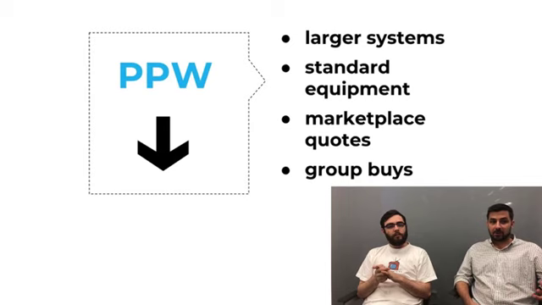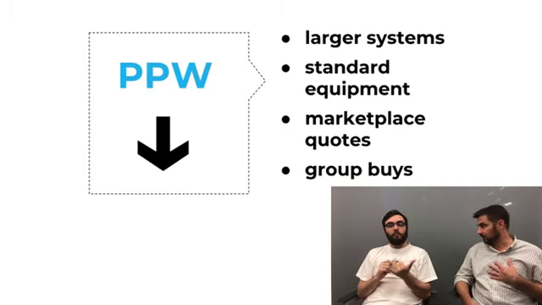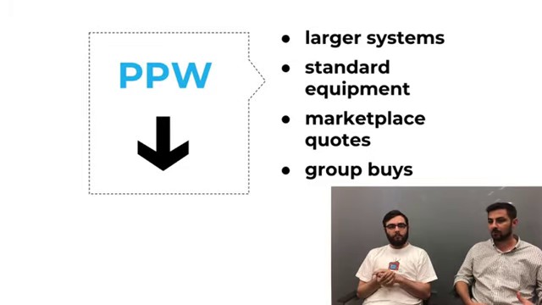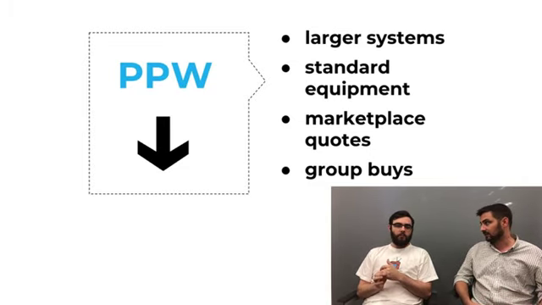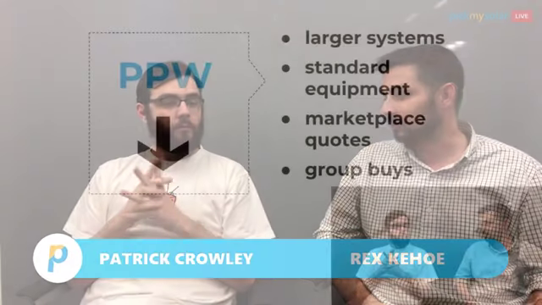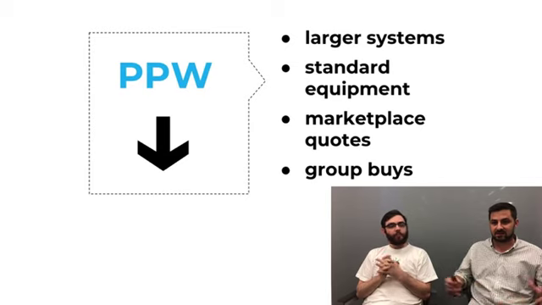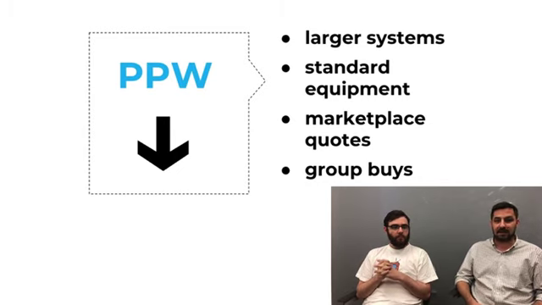Marketplace quotes. Marketplaces like Pick My Solar basically create a competition for our homeowners, so that naturally is going to drive down that price per watt a little bit. Group buys, similar thing. If you've got your entire neighborhood ready to go solar with one company, they're probably going to be inclined to give you a little bit of a discount, just because everything is in one area, less truck rolls, and they're getting a lot more business in one project, if you will.